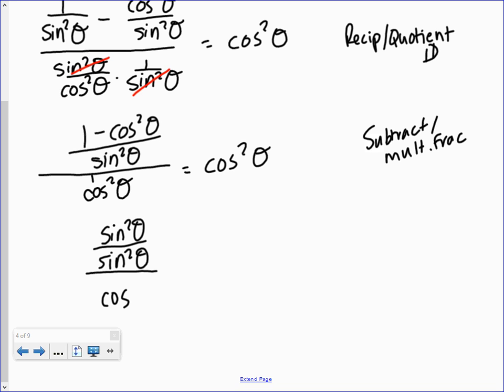Oh, I wrote this wrong, didn't I? I missed the 1 over cosine on the denominator. Did you catch that and not yell at me? When I canceled out the sines, I should have written it as 1 over cosine squared, not just cosine squared. You guys caught that? Okay, make sure you change that in your notes if you didn't. I didn't originally have that 1 over cosine squared. That's important later on.